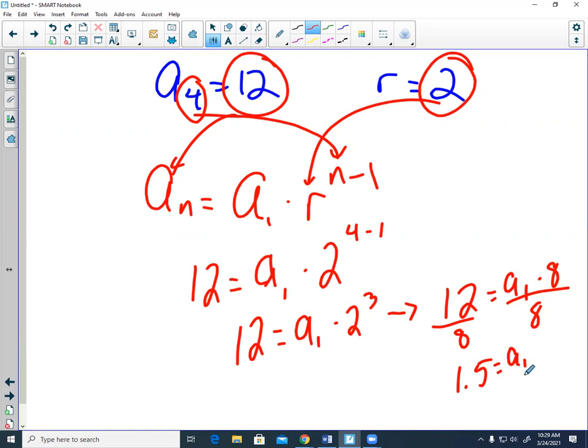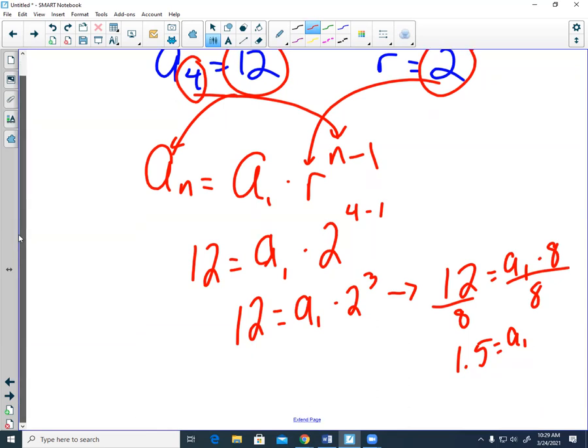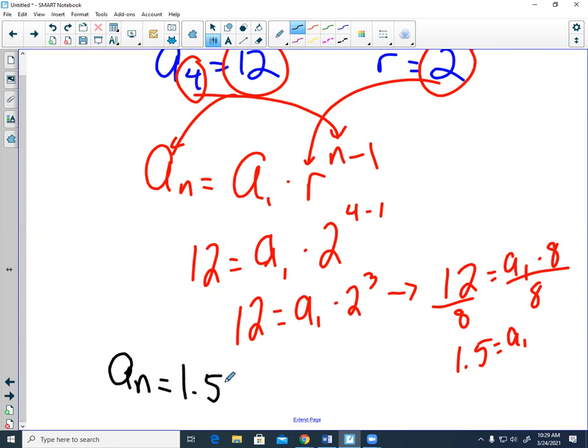And remember, what you needed to solve this problem was what is A1, what is R. I have R, I have A1, now I can make my equation. So if I have both A1 and R, it is going to end up being AN is equal to A1, which is 1.5, times R, which is 2, to the n minus 1.